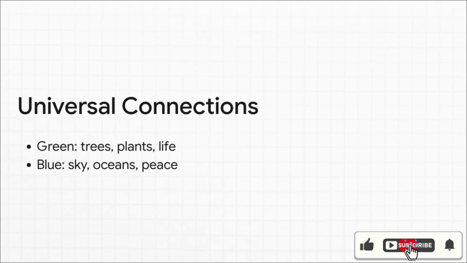But why is that universal? Well, it's because we all share the exact same natural world. Every human being looks up and sees the same blue sky. We all look at the ocean and see blue water. So blue universally makes us think of peace. Same goes for trees and plants being green everywhere on Earth. So green universally represents life. We are literally biologically wired to feel this way.